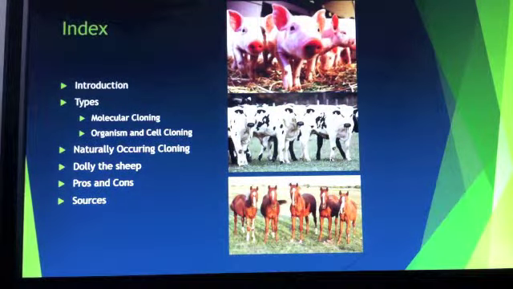We will begin our presentation with an introduction to the topic, and then continue with the three main types of cloning: molecular, organism, and cell. We will then continue with naturally occurring cloning and Dolly the sheep. We will end our presentation with pros and cons, and finally our sources.